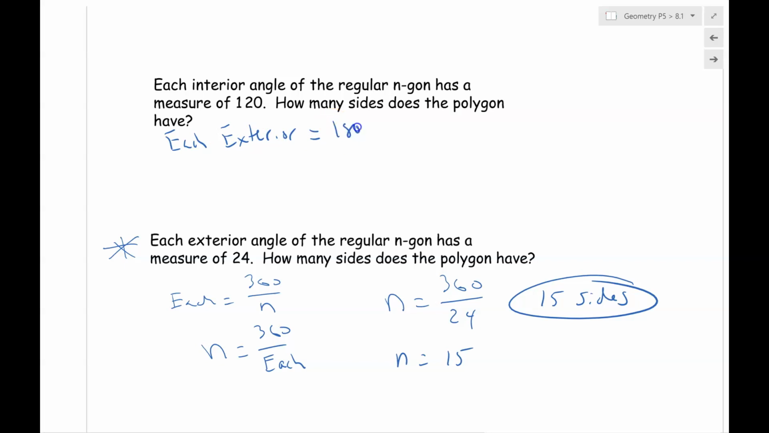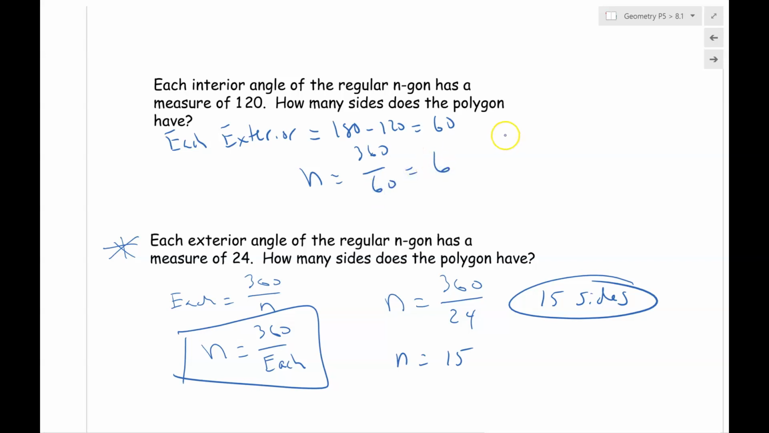Well, it's equal to 180 minus 60. Oops, sorry, not minus 60, that's the answer. Minus 120, which is 60. Okay, now we can do what we did down here to find n. Go 360 divided by 60 is 6. So how many sides? 6 sides. So my suggestion for you on problems like this is change them to an exterior angle problem every time.